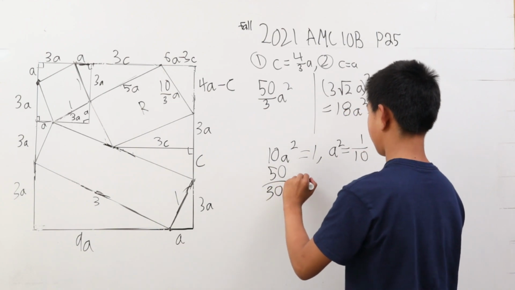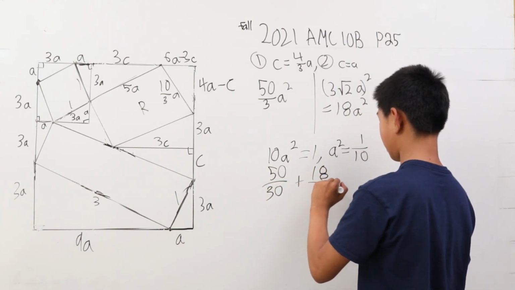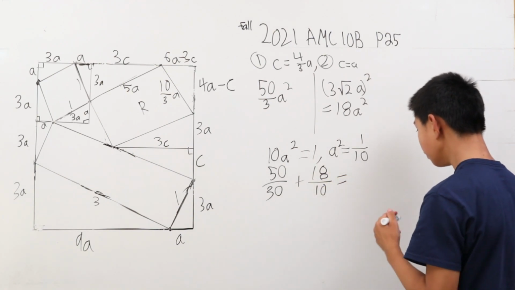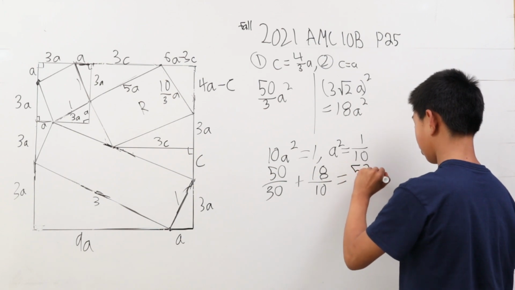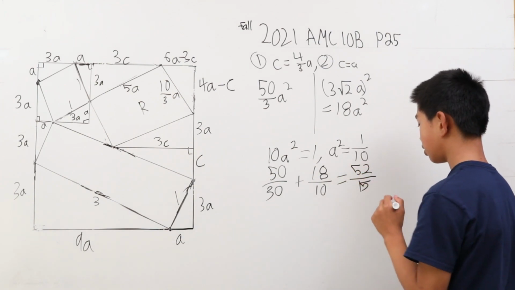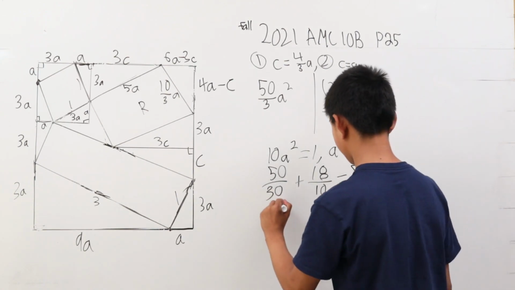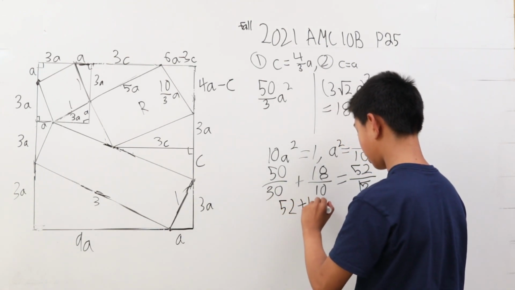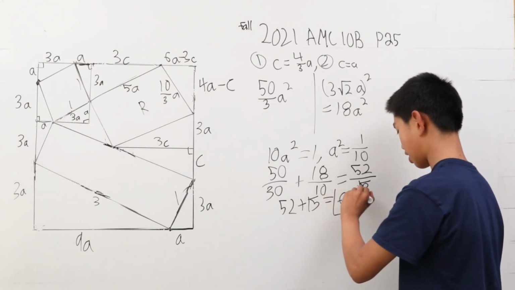Now we can plug that value of 1/10 in, then add these two. 50/30 plus 18/10. When simplifying this, you should get 52/15. So our sum, or our answer, is going to be the sum of these two numbers. 52 plus 15 is our answer, 67. And we are now done.